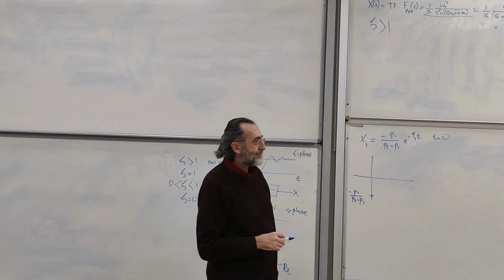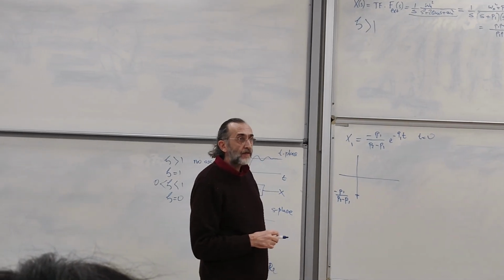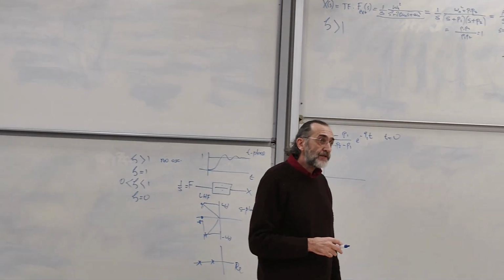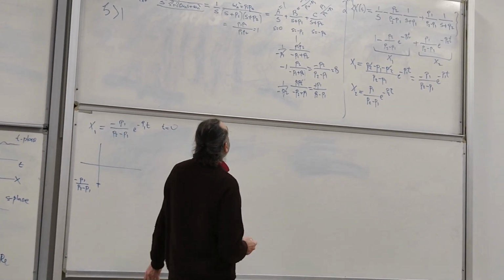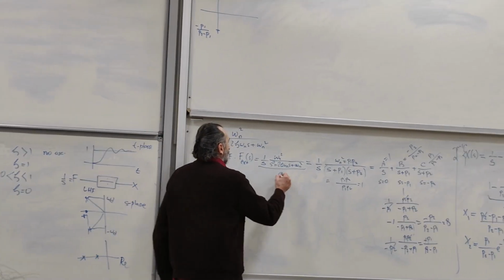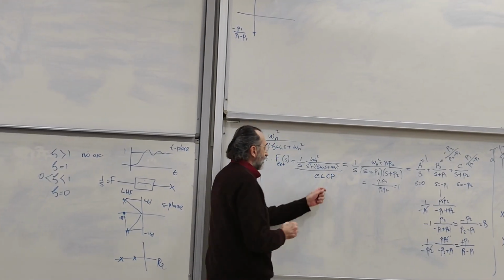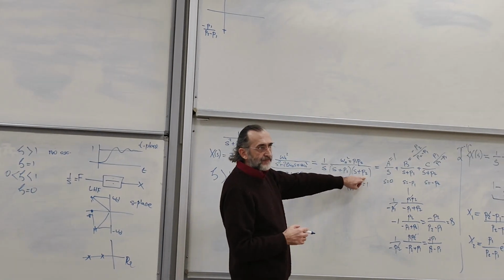Okay? At time equals 0. Yes. What are P1 and P2? Those are the roots of the closed loop characteristic polynomial. So they are the poles of the system. That's why I call them P's.